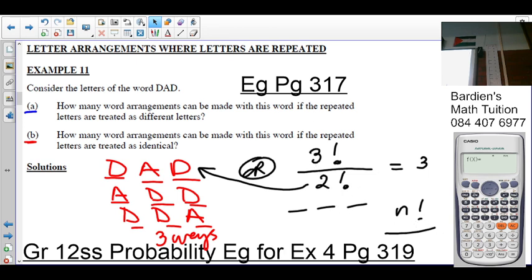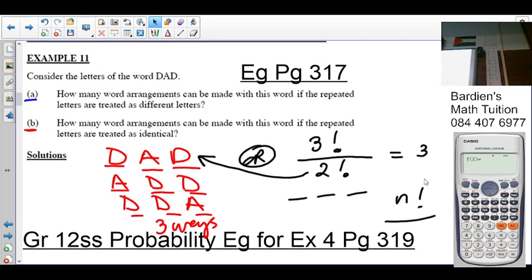The board's jumping around, so I can't make that note. For some reason, when I'm writing at the bottom, it's doing that very badly.